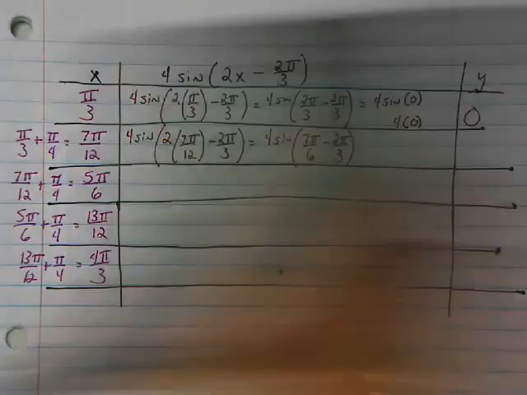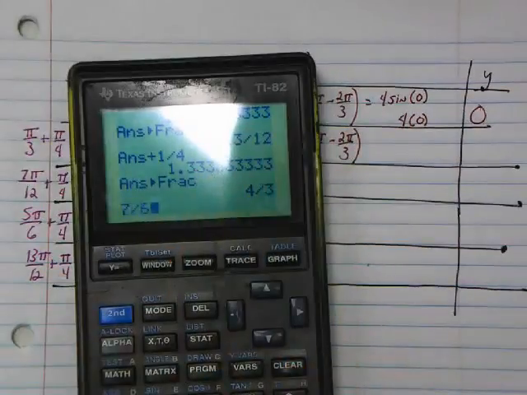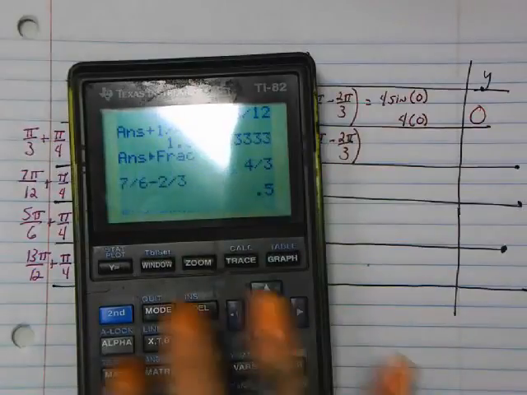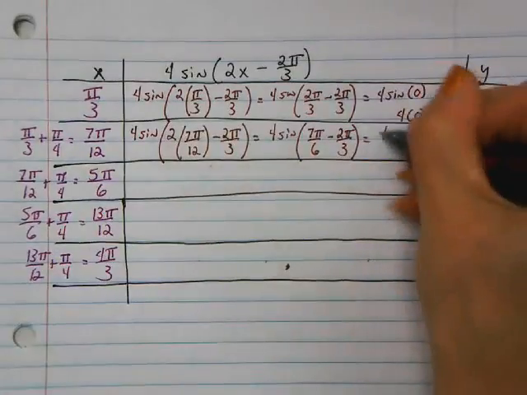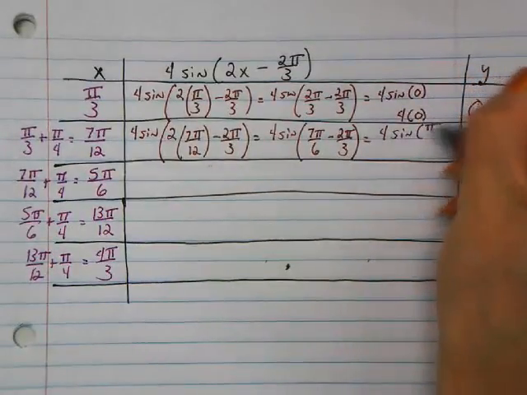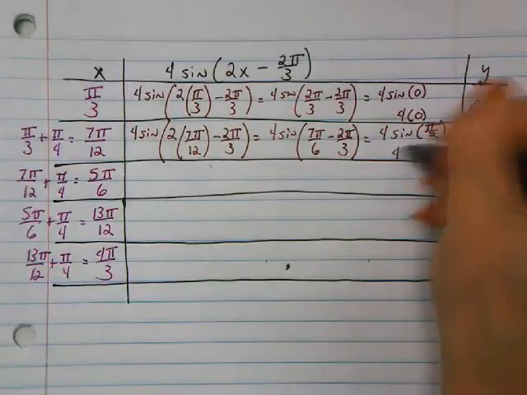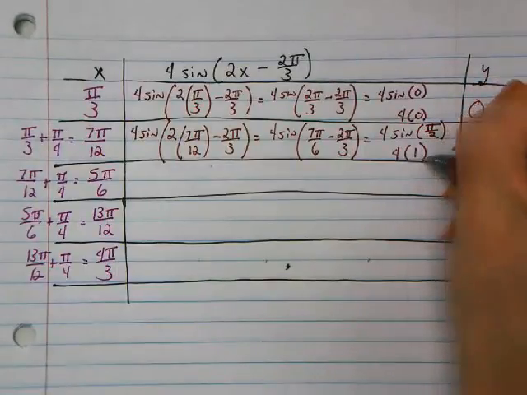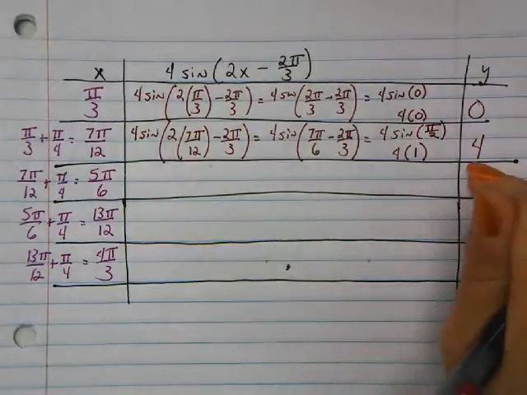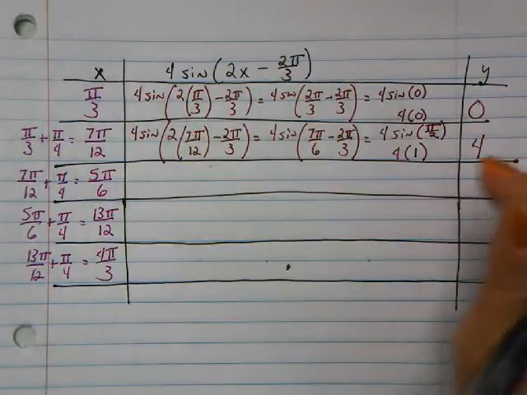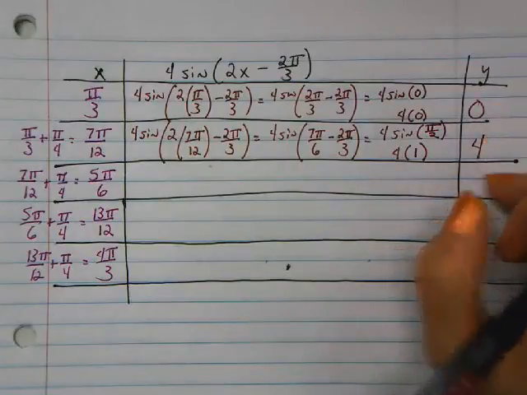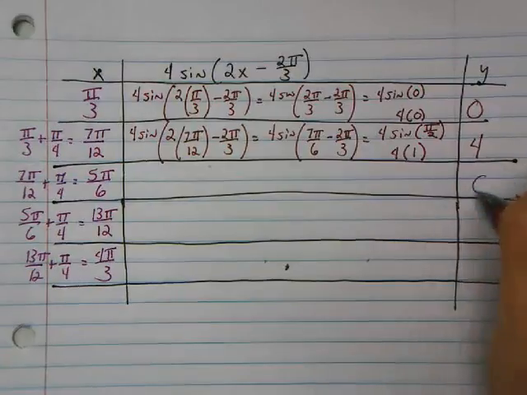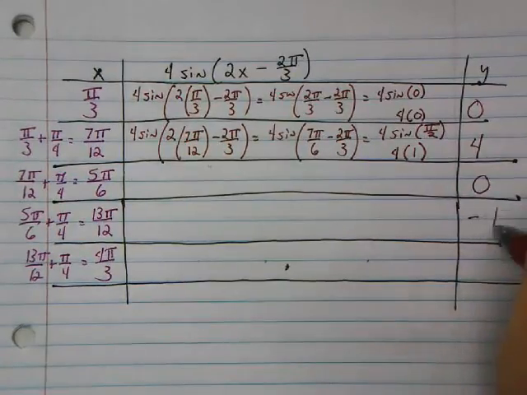So if I grab my calculator and I do 7/6 minus 2/3, I really get a half. So this is 4 times the sine of pi over 2. We'll go back to your unit circle. Do you agree the sine of pi over 2 is 1? So I get 4. Well, now that's interesting because isn't that my amplitude? And didn't we talk about in class that sine starts at 0, goes to the amplitude, goes back to 0, goes to the opposite amplitude, back to 0.